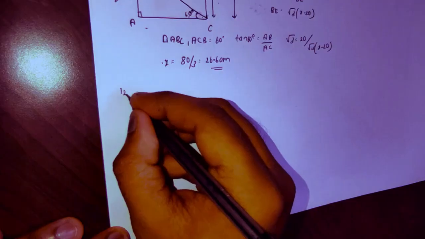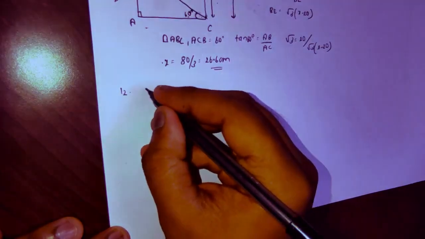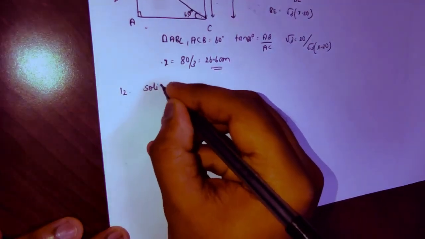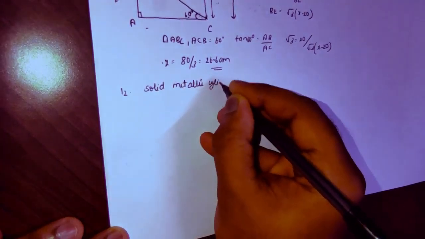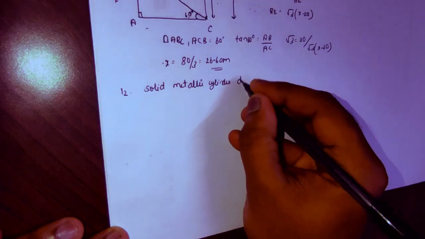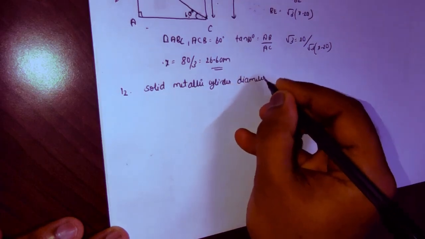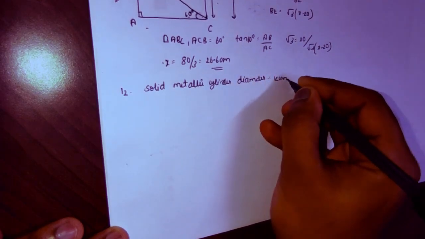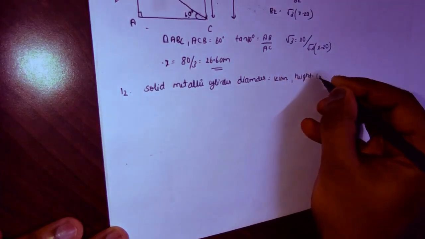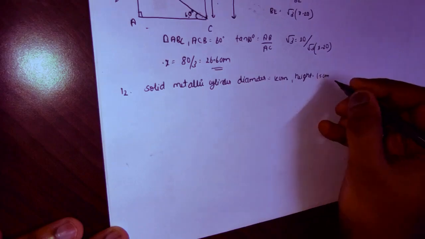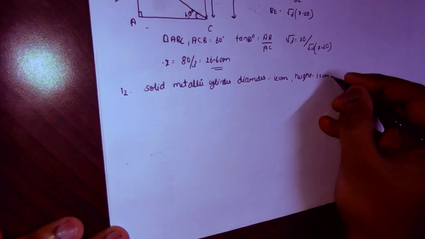Let us move into the 12th question. A solid metallic cylinder, diameter is given 12 centimeter, height is given 15 centimeter, is melted and recast into toys in the shape of a right circular cone mounted on a hemisphere.